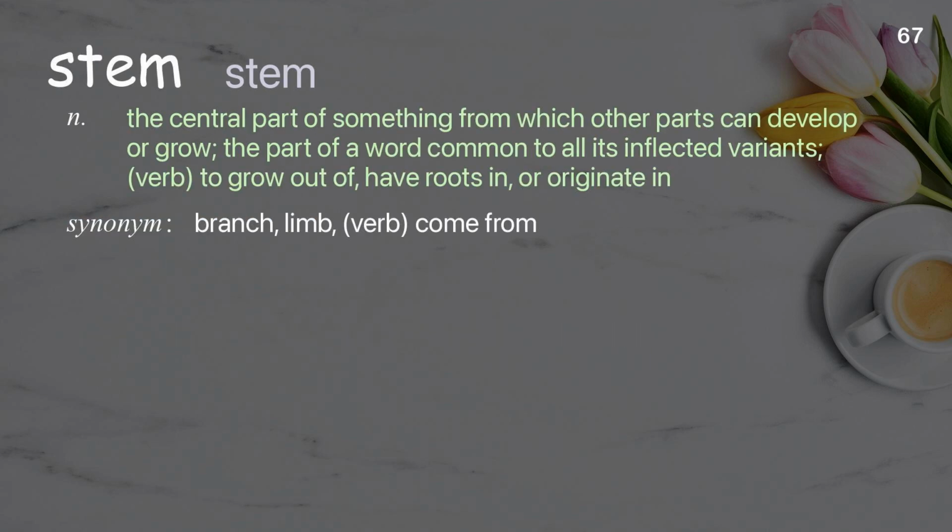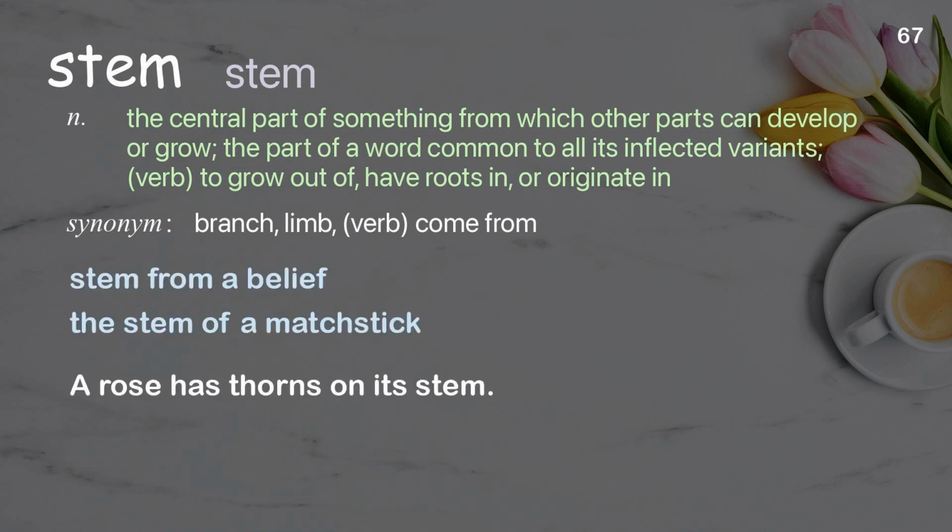Stem. The central part of something from which other parts can develop or grow; the part of a word common to all its inflected variants. Verb: to grow out of, have roots in, or originate in. Examples: Stem from a belief. The stem of a matchstick. A rose has thorns on its stem.